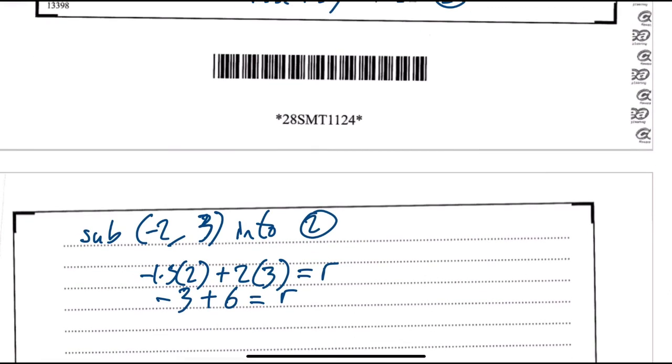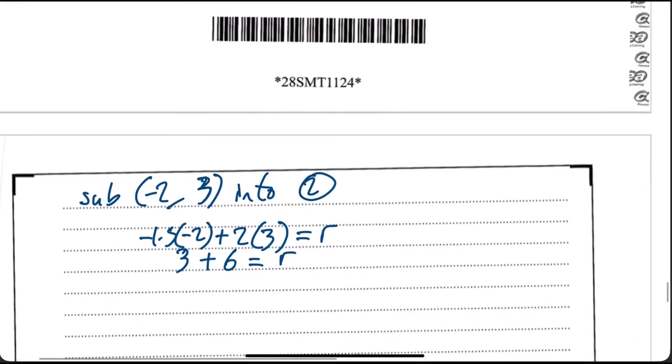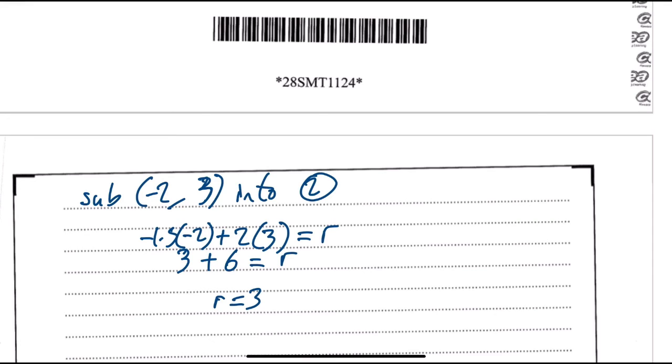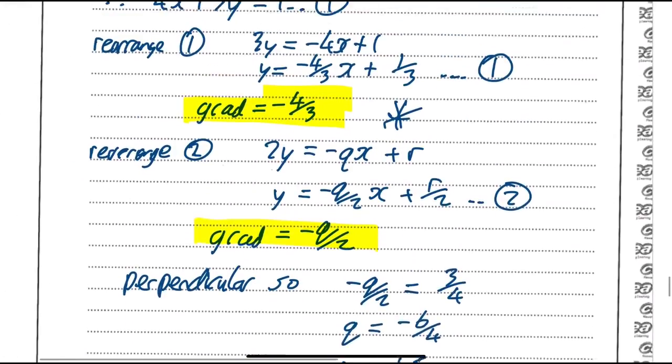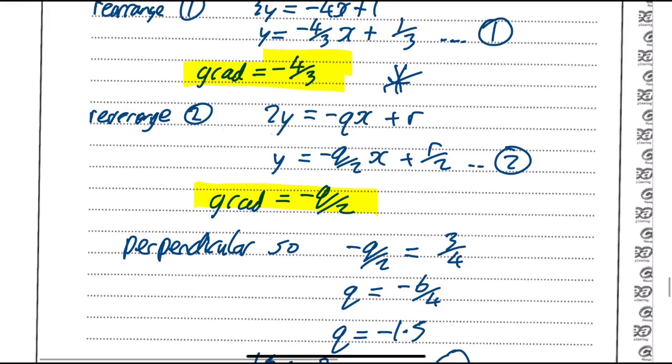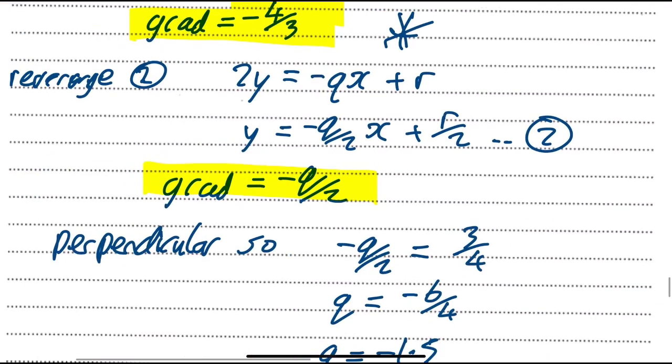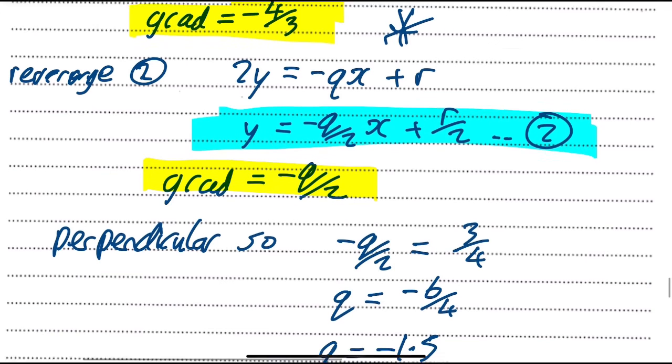Apologies, I made a mistake here. That should be minus 1.5 times minus 2, which would be positive 3, plus 6 is equal to r. So 3 plus 6 is 9. r works out to be 9. So we could rewrite our equation 2, and we're going to use this version of equation 2 up here. I should have used that earlier on. So we'll use this version up here for my equation 2.